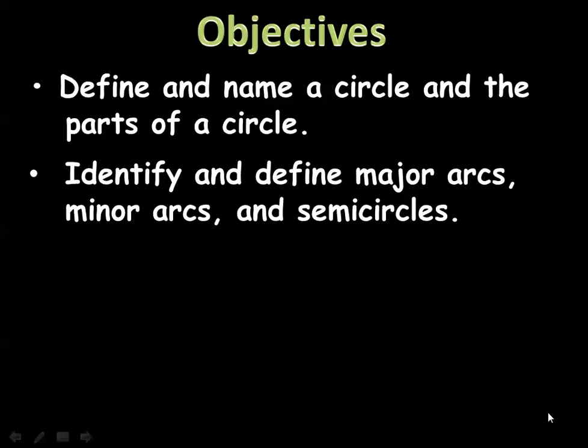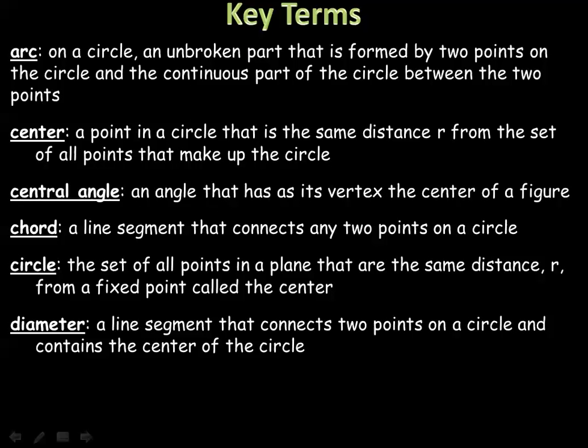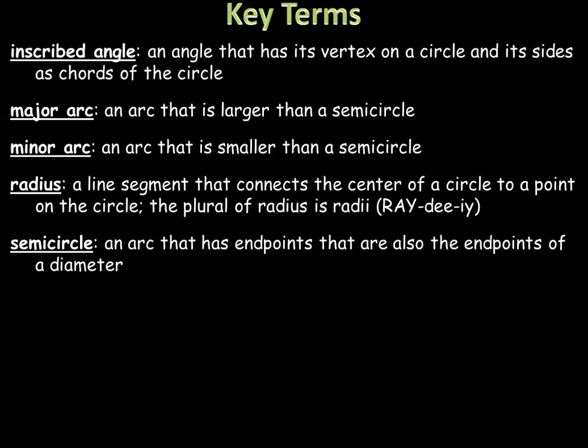The objectives in this lesson are to define and name a circle and the parts of a circle, and to identify and define major arcs, minor arcs, and semicircles. There's a lot of key terms that we're going to be going over in this lesson, and we will be defining each one of these, so I'm not going to go through them one by one, giving their definitions, but the terms are arc, center, central angle, chord, circle, diameter, inscribed angle, major arc, minor arc, radius, and semicircle. So as you can see, we're going to be covering quite a bit of material in this video.